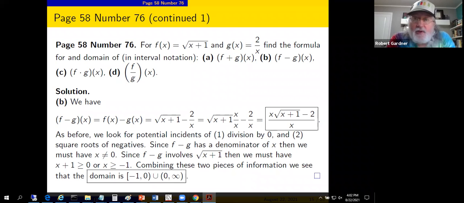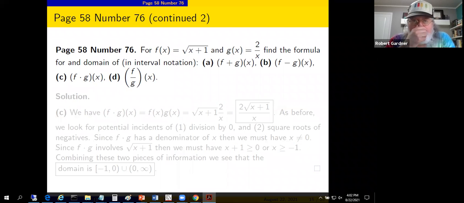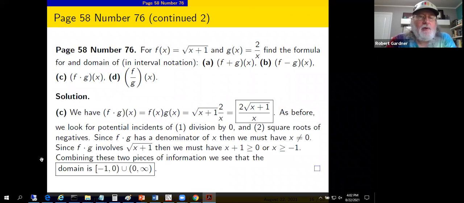Let's do another one. Part C says deal with the product. Okay, I think the answer to the next ones is the same thing as well, possibly all of them. F times g. Okay, this time it's a product. F of x times g of x. F of x is the square root. G of x is this 2 over x thing. So, we'll rewrite it a little bit as given here, and you get the same problems.